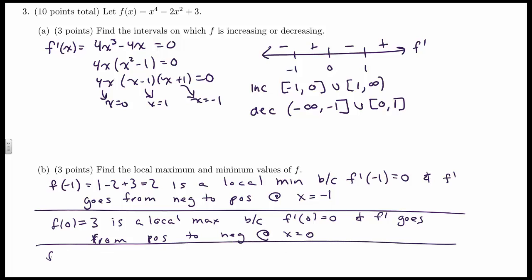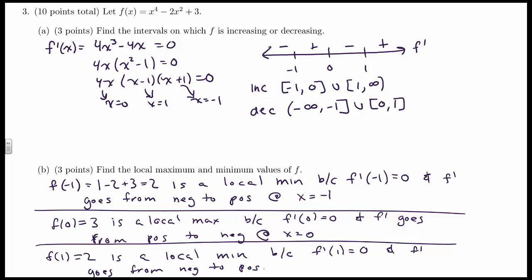And then lastly, f of 1, which is also equal to 2, is a local minimum, because f prime of 1 is equal to 0, and f prime goes from negative to positive at x equals 1.